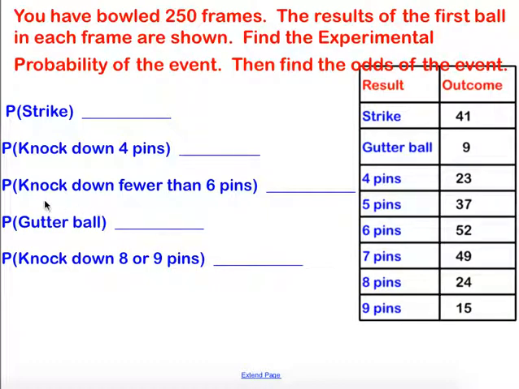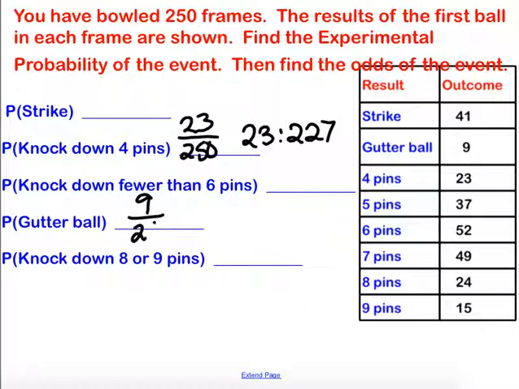And this is an example that you can work through, and I'll just pick a couple here. But if we have bowled 250 frames, what is the probability of knocking down 4 pins and the odds of the event? Well, knocking down 4 pins, that means that I have 23 out of 250 probability, but that is an odds of 23 to 227. Or the probability of getting a gutter ball, well, that's 9 out of 250, and that would be an odds of 9 to 241, right? 9 of them make me successful getting a gutter ball, 240 of them were not successful getting a gutter ball.